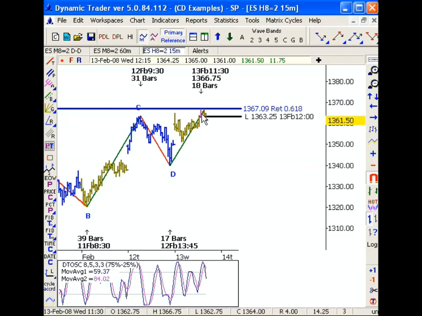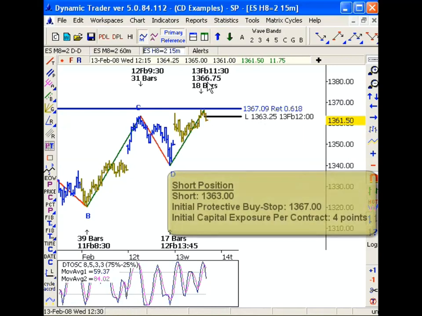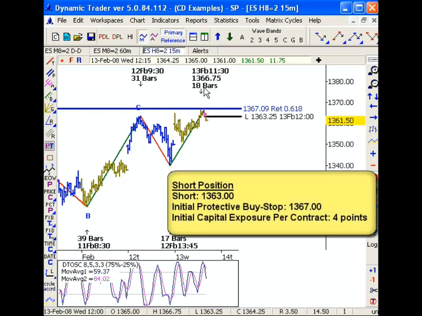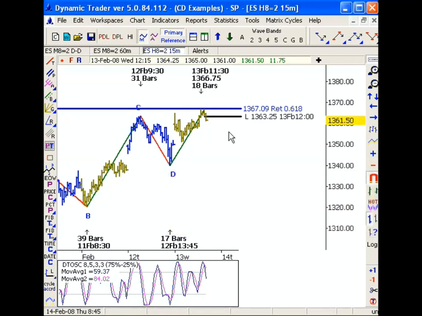Our stop is at the high. We don't have a new high, so it's 1366.75 plus a tick, 1367. So we have, what's that, about a 4-point capital exposure. Now, how are we going to manage this trade on the downside?